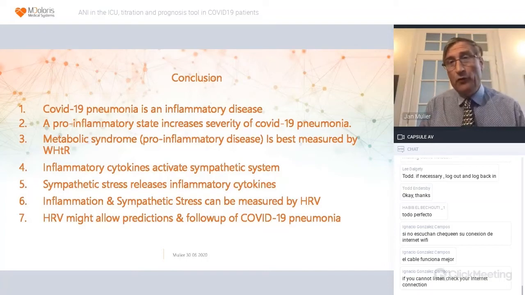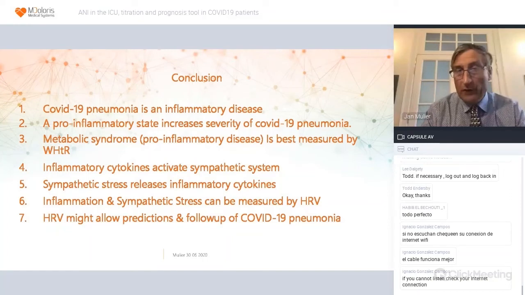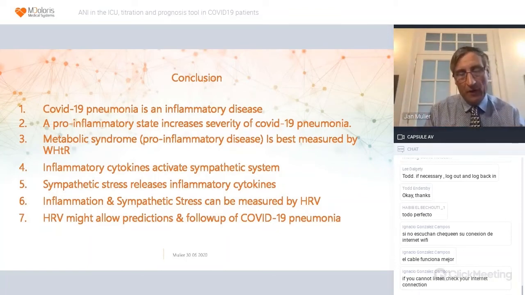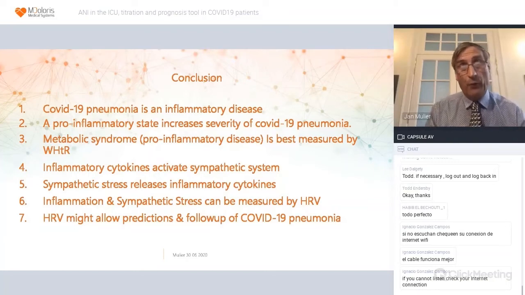So I would conclude, and I keep it short so that the message is quite clear. COVID-19 pneumonia is an inflammatory disease. It's not a typical ARDS. So inflammation is the problem. Inflammation causing thrombi causing dramatic ventilation perfusion problems. A pro-inflammatory state increases severity, so patients with a metabolic syndrome are pro-inflammatory. They will get more severe pneumonia.